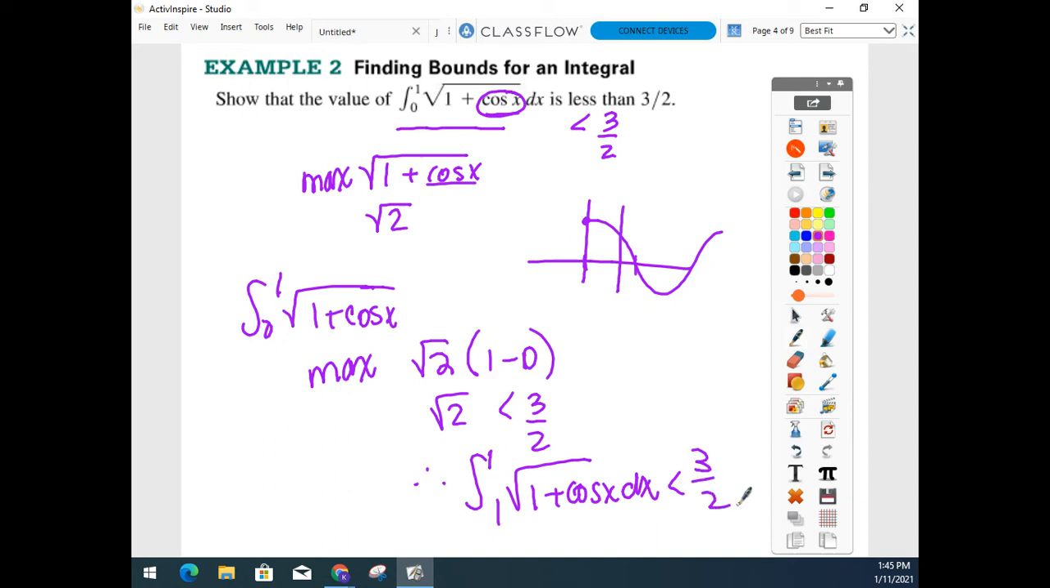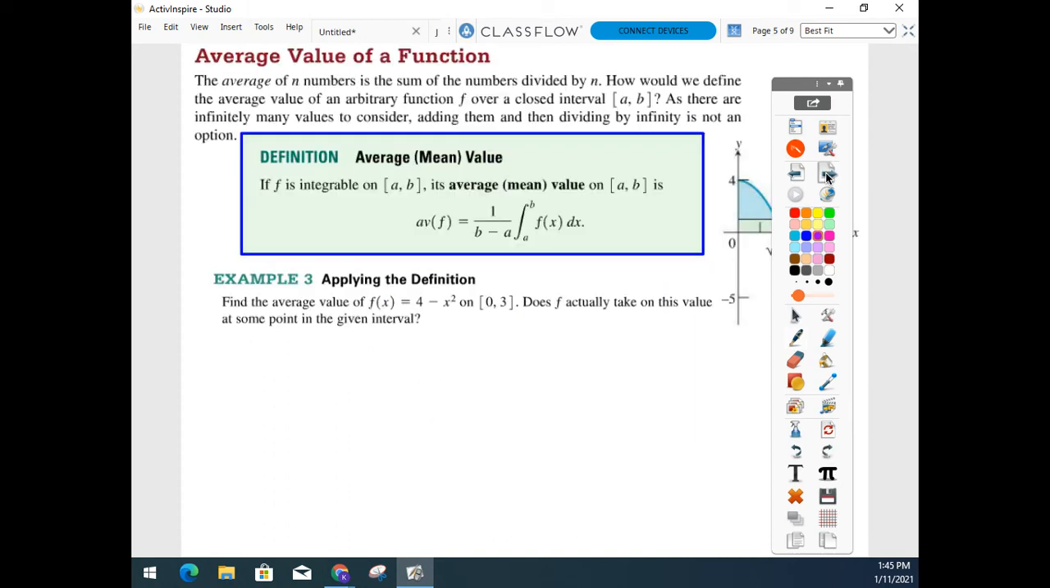So you just look for the maximum that the function can be from 0 to 1, find that value, and then take that value times b minus a, and that's the max the function can have. All right, average value, I am going to star this. Anytime you see the average value, you start with 1 over b minus a, you're really finding the average value of the integral. So you're finding the value of the integral, dividing it by the amount from b to a, or a to b.